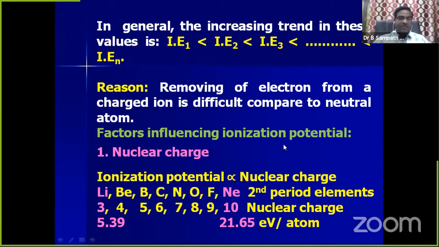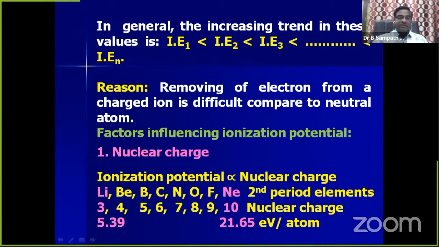Let us see. The first one is nuclear charge. Ionization potential is directly proportional to the nuclear charge. Means if nuclear charge is greater, then greater ionization potential it is having.